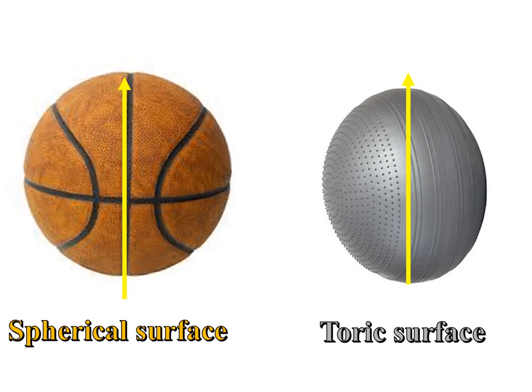Here we have a spherical surface and a toric surface. In a spherical surface, the curvature of all the meridia is the same. Rays getting through such a surface will be refracted to the same degree in any of the meridia. On the other hand, in a toric surface, the curvature in one meridian differs from the other, so the refraction differs in the different meridia.